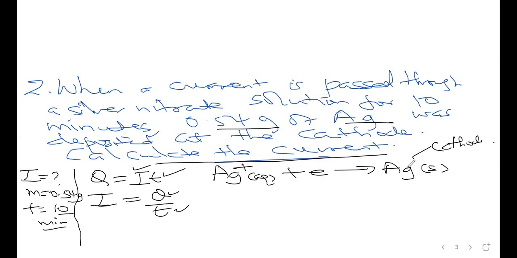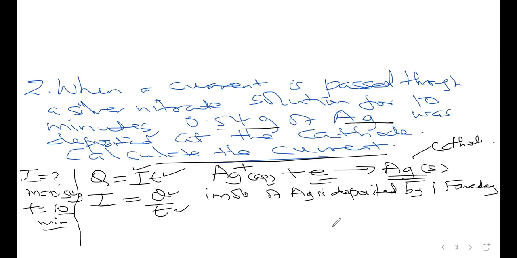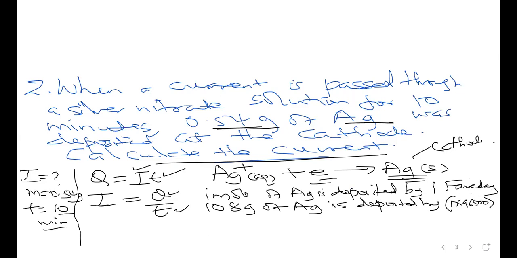What does this imply? It implies that 1 mole of silver is deposited by 1 mole of electrons. And 1 mole of electrons is 1 Faraday. Since we are dealing with mass, let's use molar mass of silver, which is 108. So 108 grams of silver is deposited by, convert the Faraday to charge, 96500 coulombs.